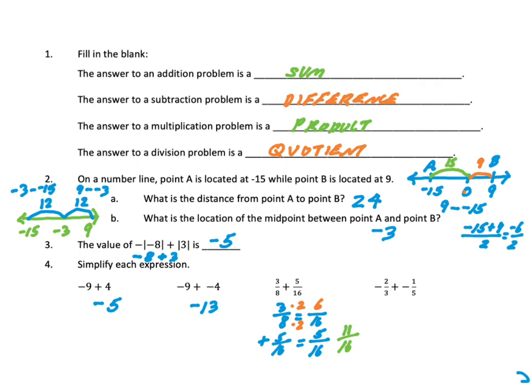Same idea with negative numbers. We have negative 2/3 plus a negative 1/5. So we need to find common denominators for 3 and 5, and that's going to be 15. So 3 times 5 gives us 15, and negative 2 times 5 gives us negative 10. 5 times 3 gives us 15, and negative 1 times 3 is negative 3. And if we put all those together, we have negative 10/15 plus negative 3/15, which is negative 13/15.